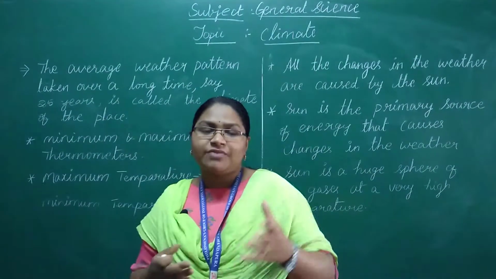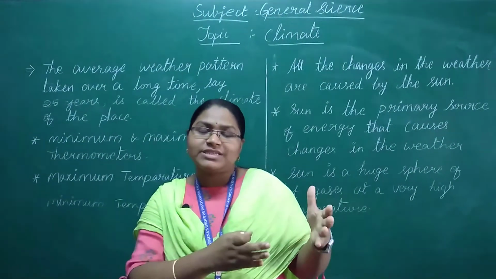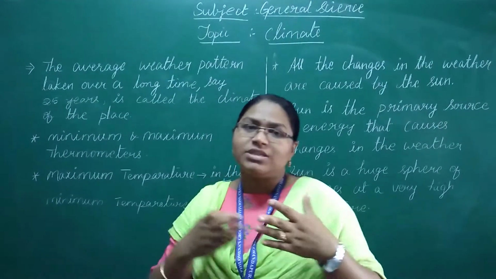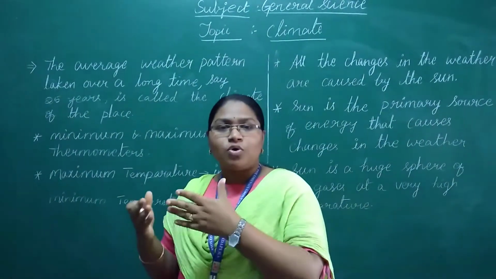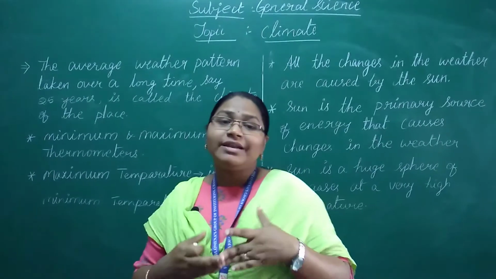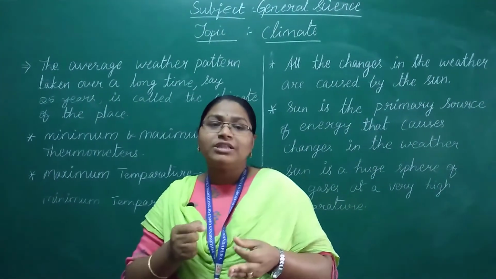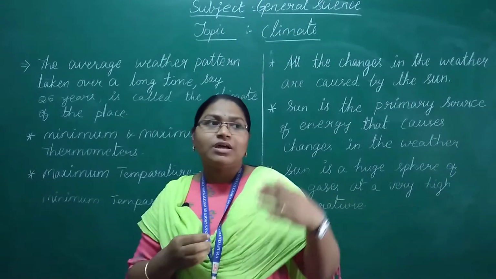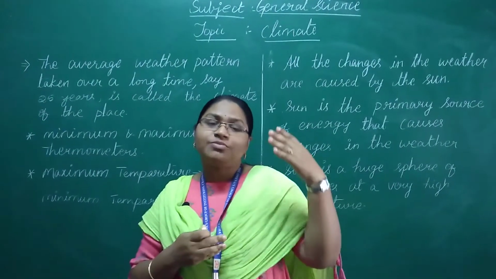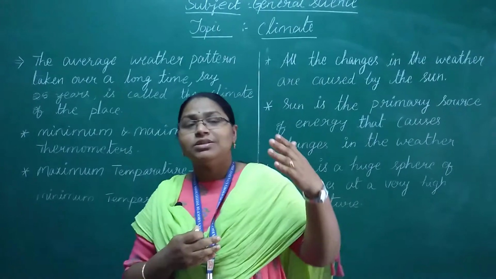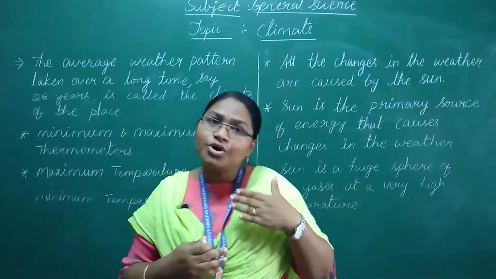Then we can determine whether a place is hot or cold, hot and humid, or cold and dry. Like that we can determine the climatic conditions and weather conditions by recording these temperatures during the month, and not only the month but during the year from January to December.